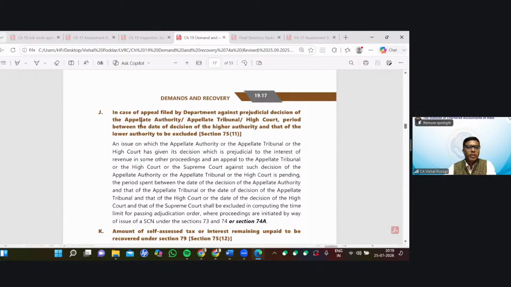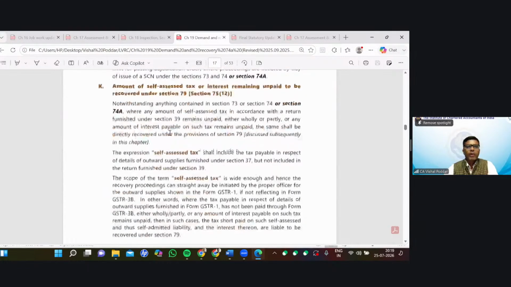again the prejudicial decision of the appellate authority, appellate tribunal, high court, period between the date of decision of the higher court and that of the lower authority to be excluded. So wherever appeal was filed against some prejudicial decision, in that particular case, the period between the date of the decision of the higher authority and that of the lower authority will be excluded while counting the time limit.